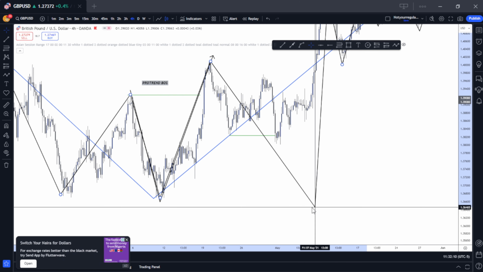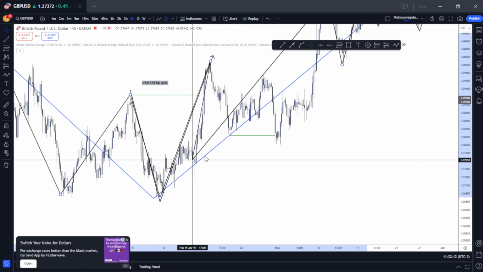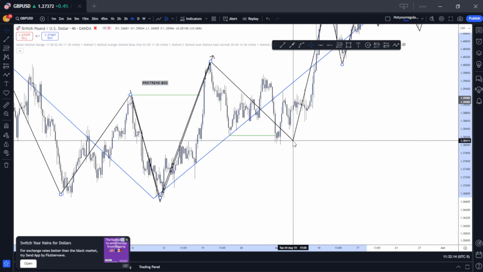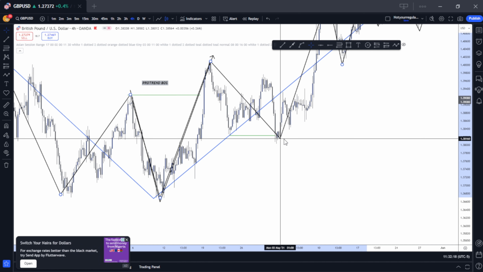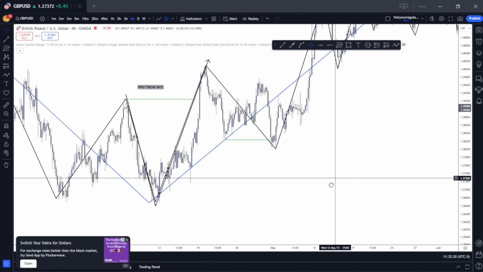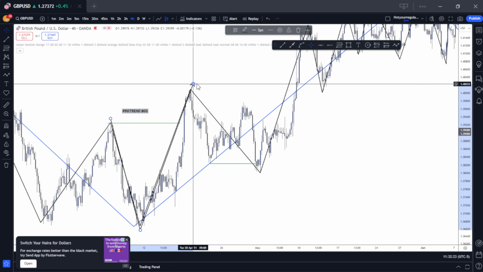Price has to take out this low. But apart from that, any other structure that is inside here is just internal structure. It's just internal structure and it's just inducements happening.